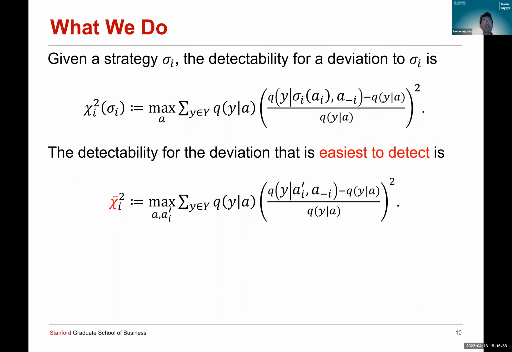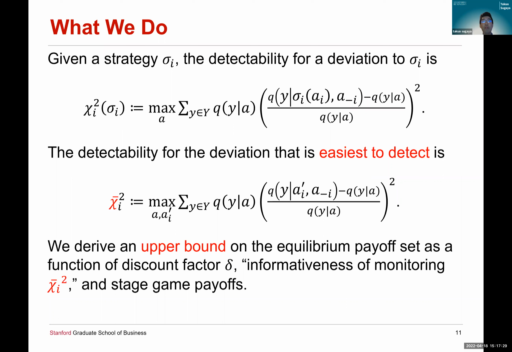So this is the detectability of a particular deviation sigma i, and then we can consider the detectability of the deviation that is easiest to detect. That's the deviation that maximizes this difference. Rather than thinking about one particular deviation, I can think about the deviation that is particularly easy to detect. And since we are looking at an upper bound, we can write down the upper bound over the equilibrium payoff set as a function of the discount factor and this highest informative monitoring in the stage game.